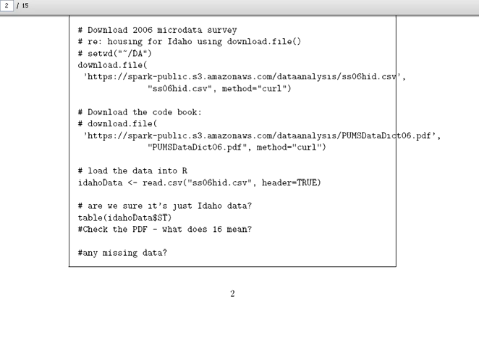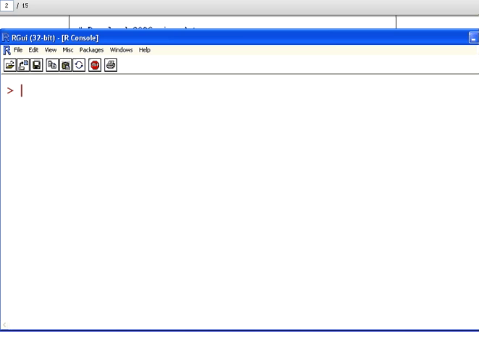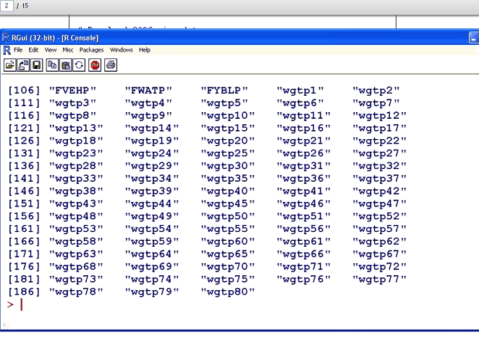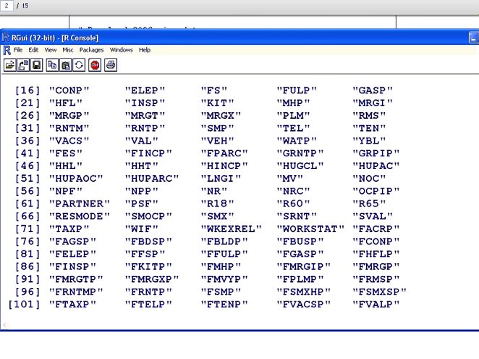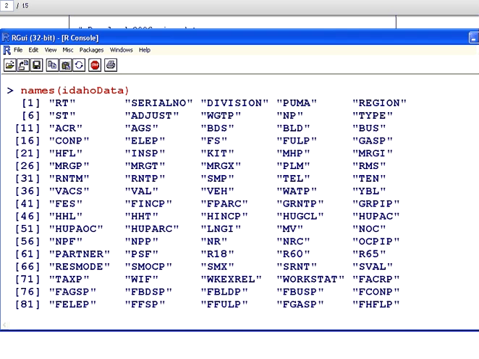So, are we sure it's just the Idaho data set, first off? Essentially what I'm going to look at here is, first off, the names of the columns. Now, there's quite a lot of data there. If you were to read the code book that is given as part of this question, you get the explanations for all of these variables. Just as a quick remark, ST, variable 6, capital S, capital T, is essentially the name of the state.